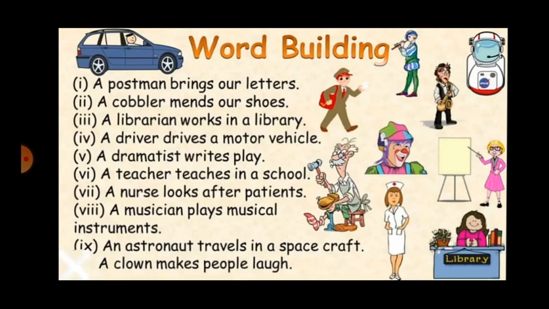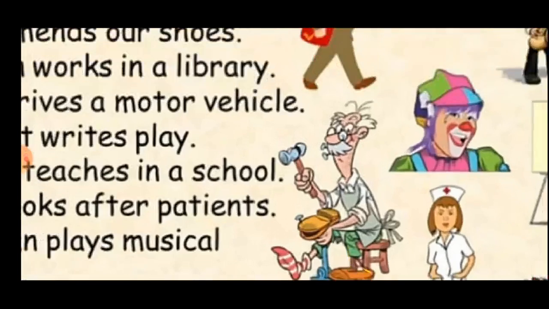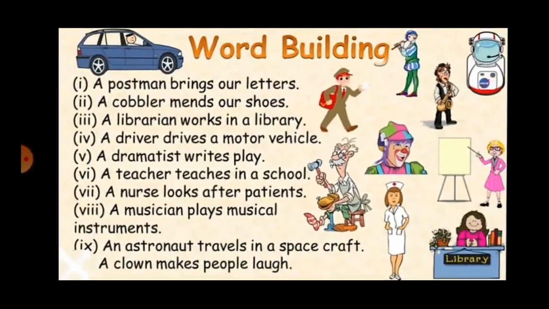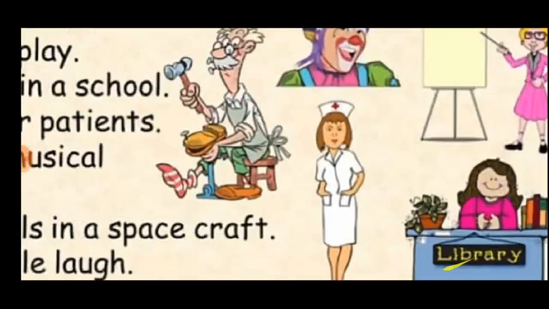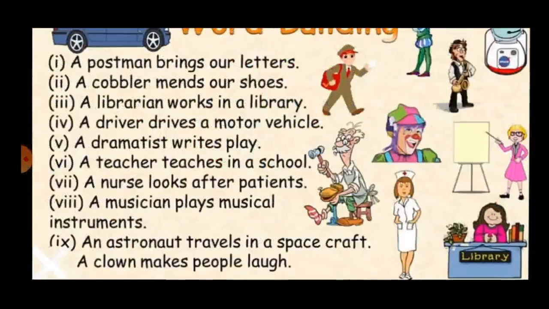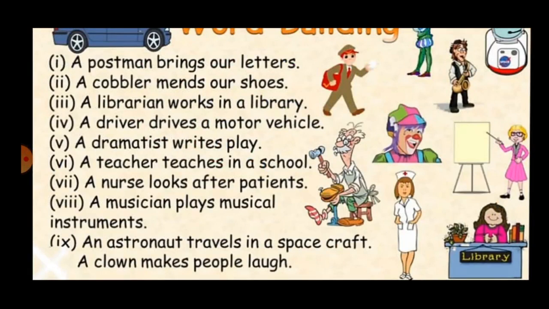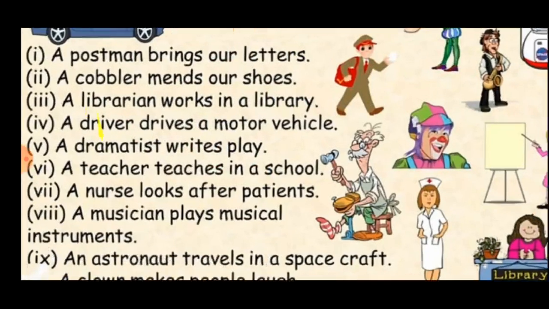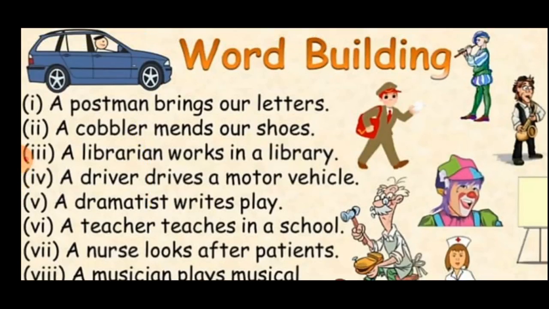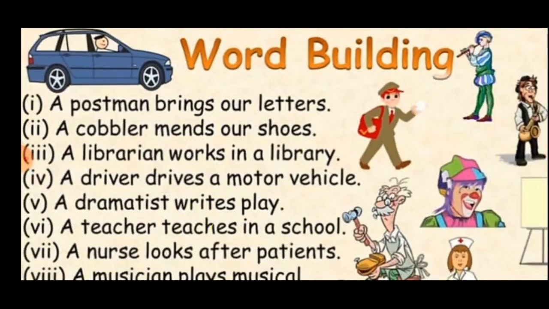Let us see the sentence. First, a postman brings our letters. Next, a cobbler mends our shoes. Cobbler repair our shoes. Here you can see the image of cobbler. Next, a librarian works in a library. Next, a driver drives a motor vehicle.